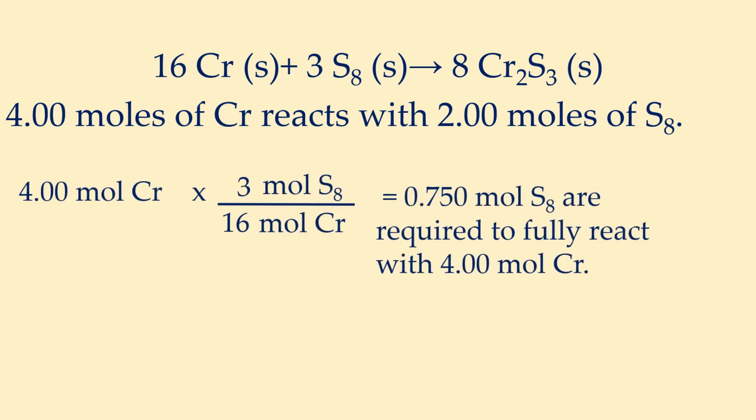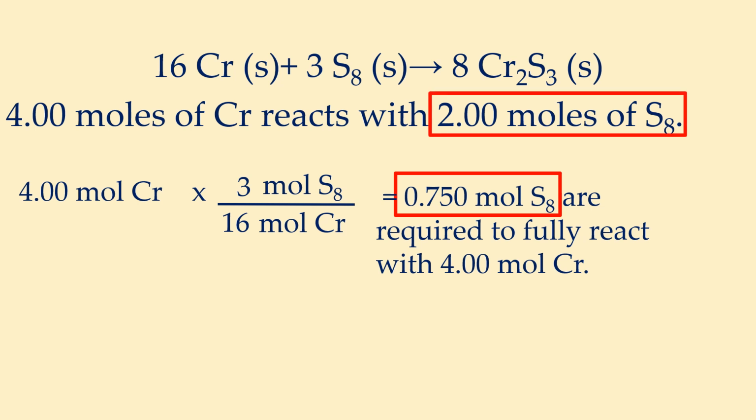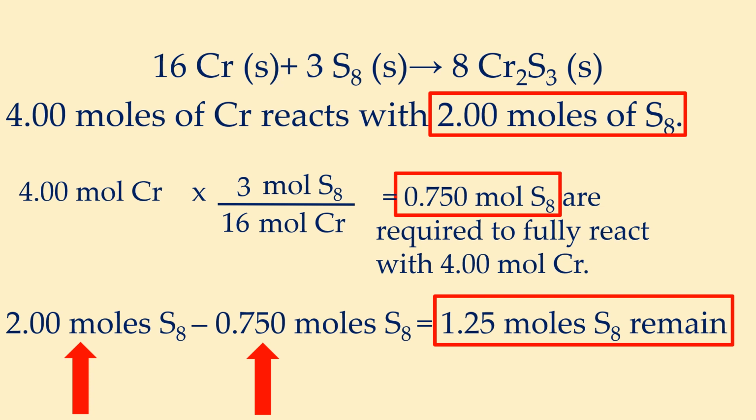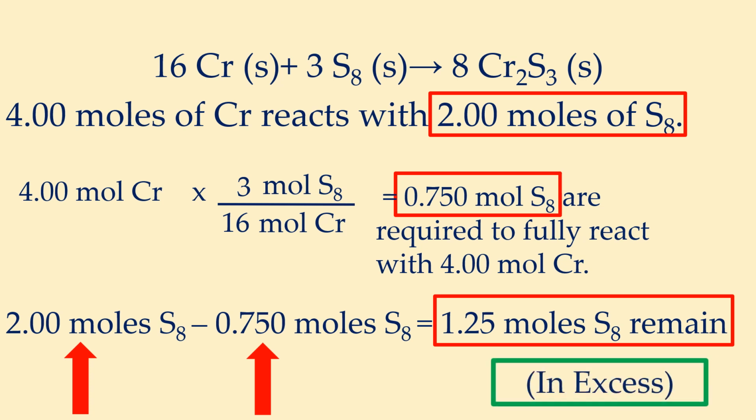I'll convert the limiting reactant chromium to sulfur to find the amount of excess reactant that reacts. Here we see that 0.750 moles of sulfur are required to fully react with 4.00 moles of chromium. We started with 2.00 moles of sulfur. I can subtract the two to find 1.25 moles of sulfur remain after the reaction is complete and all the limiting reactant runs out. This is also called the amount of excess reactant.